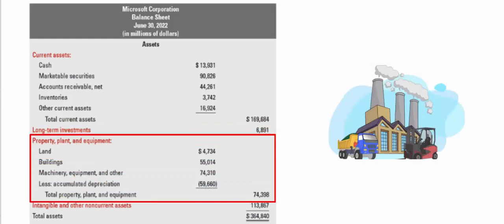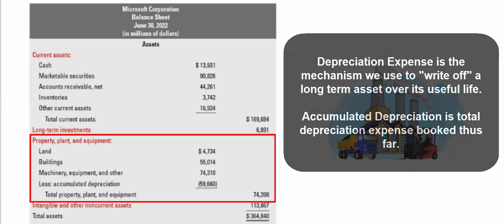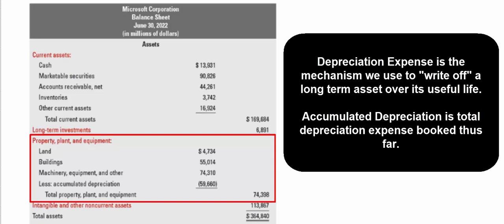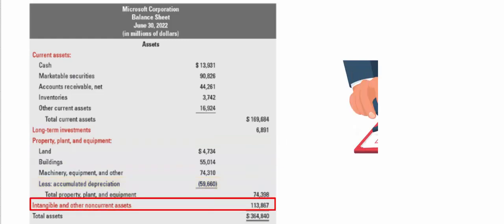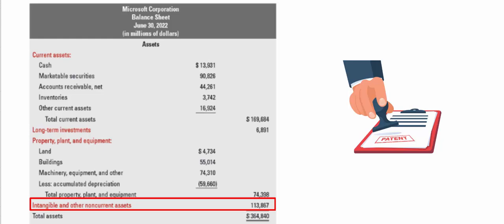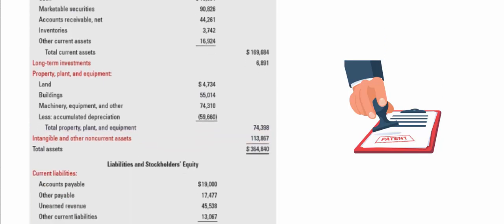Property, plant, and equipment is another class of assets. It's land, building, and equipment, less accumulated depreciation. Depreciation expense is the way we spread out the cost of a fixed asset, like property, plant, and equipment, over its useful life. Accumulated simply means total. So we can see that Microsoft has written off $59 billion of its assets so far. Intangible and other non-current assets are things like patents and trademarks.